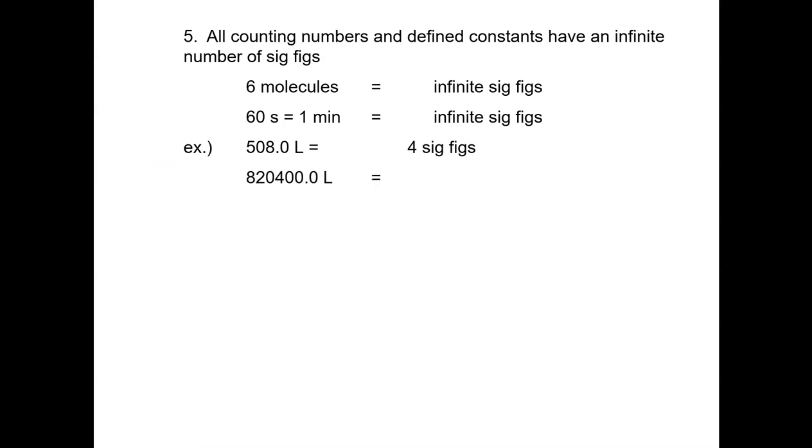All right, let's try another one. So we have 820,400.0. Once again, I don't have to worry about the 8, the 2, the 4. Those are automatic. This 0 here is between the 2 and the 4, so it must automatically count. The last 3 zeros are all at the end, but since there's a decimal point showing, that means they actually have to count also. So that's a total of 7 significant figures. All of them are important.